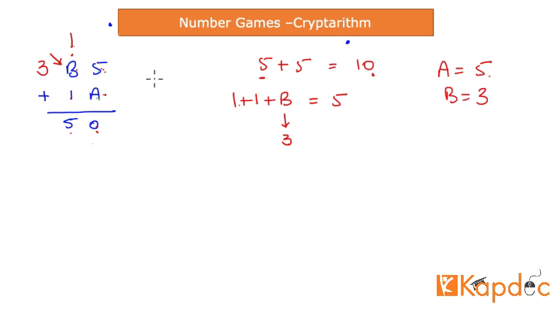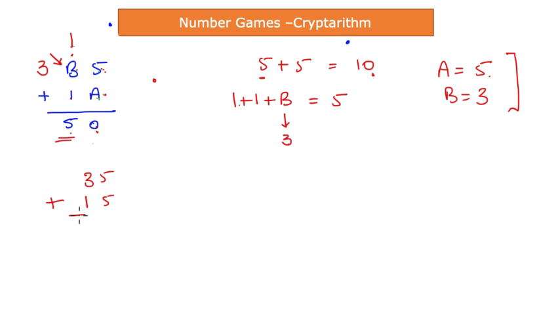So now let us replace A and B, and see whether we get the same result or not. That gives me 35 plus 15, with A as 5. So 35 plus 15 is of course 50. So yeah, that works, right?